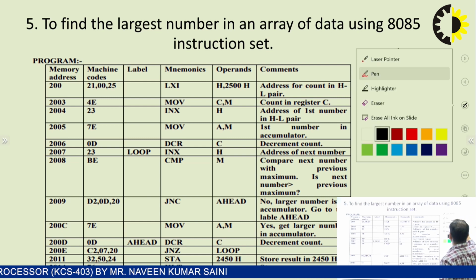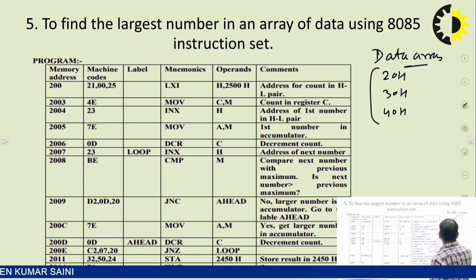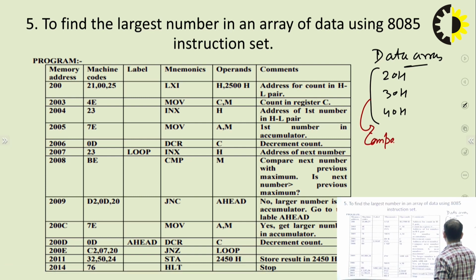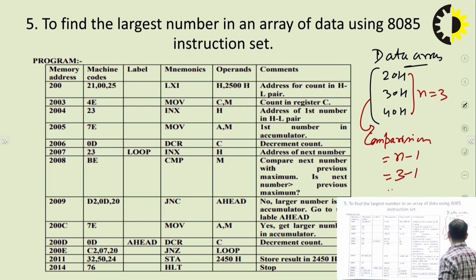We have a data array of 3 numbers. So in this case, how many comparisons are required? So total comparisons is n minus 1. If n is the data size, then n minus 1. In this case n is equal to 3, so 3 minus 1 is equal to 2. So 2 comparisons are required.